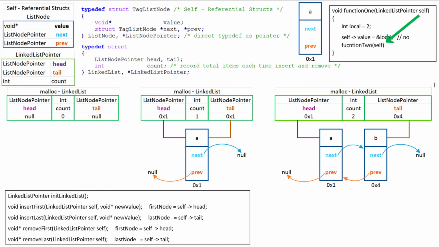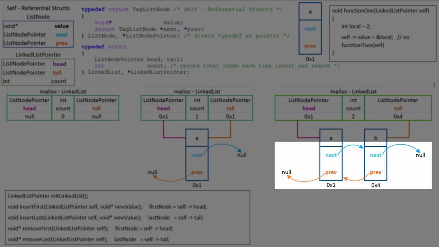Since we pass the linked list between different functions, you cannot store a local variable. Example, int local is equal to 2. If you store the address of local, what happens when the function ends? The variable also gets destroyed, then you lose the data. Next, our list node has two pointers to store the address of the next list node and the previous list node.